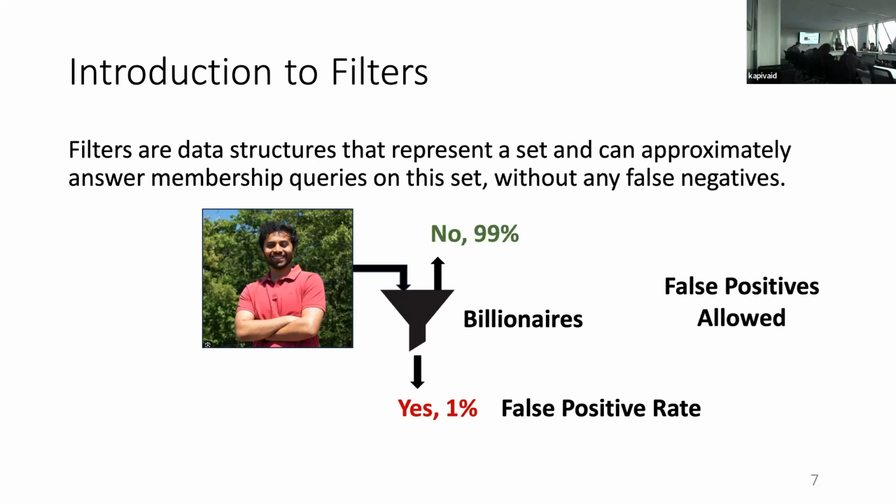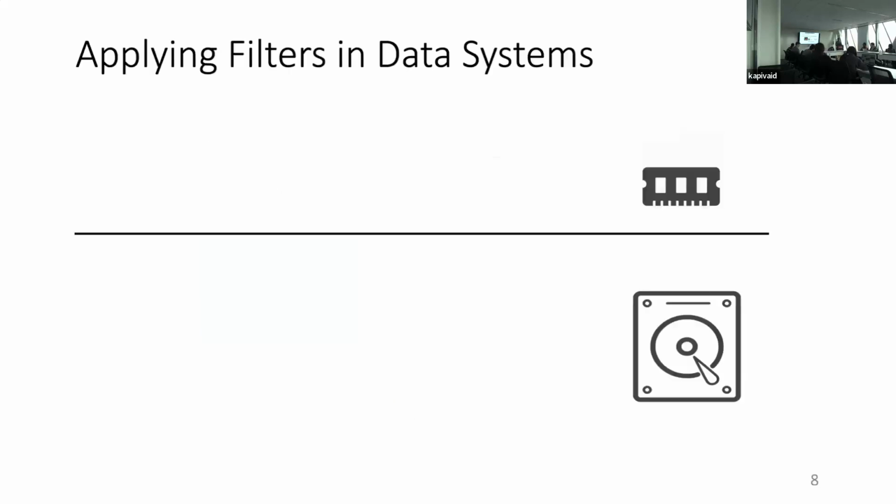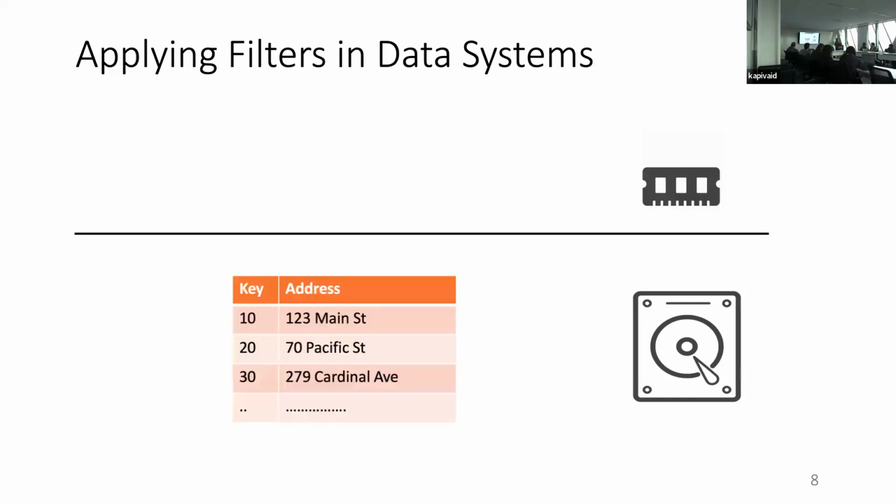Now, these filters are quite commonly used in a lot of data systems. So in systems, as the scale of the data grows, we cannot fit all of it in the local memory. So most of it gets stored on a slow storage device. So here we have a key-address data set stored on the disk. Now, whenever the system gets queries, the way the system answers them is by going to the disk, scanning the corresponding data, and then returning the result. So for the query over here, address of key equal to 10, the system will go to the disk and return 123 Main Street as the answer.